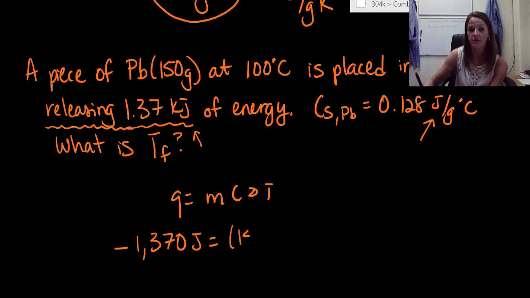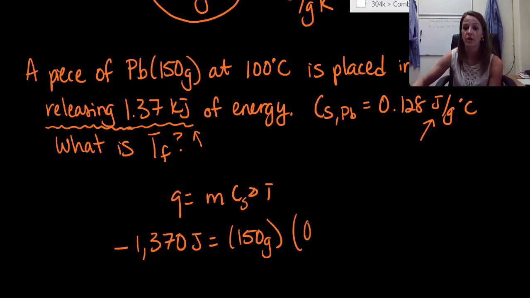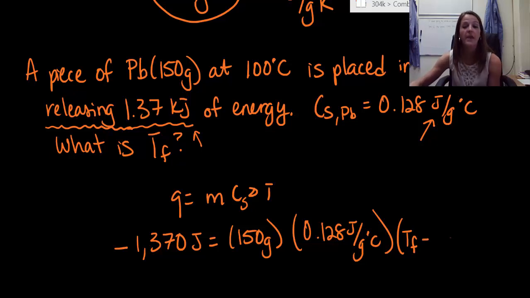Now we have 150 grams of lead. We know that. That was given to us. Specific heat, we're going to say C sub S, that is going to be 0.128 joules per gram degrees Celsius. Now times our temperature, final minus initial. We're solving for our final, and we have to determine what our initial was, but that was given to us. We know that we started off at 100 degrees Celsius.